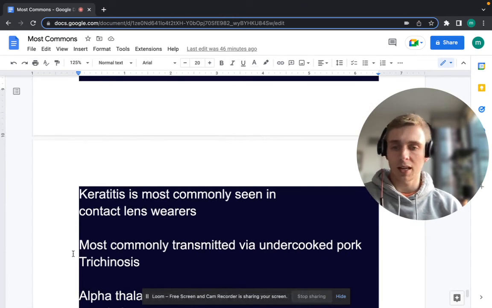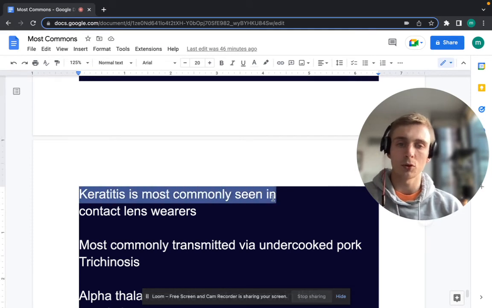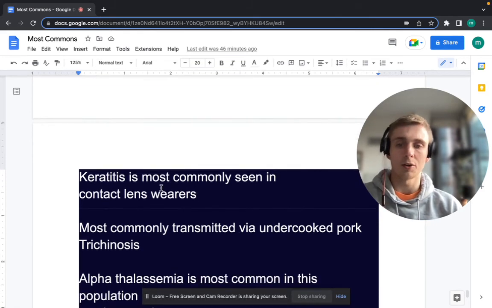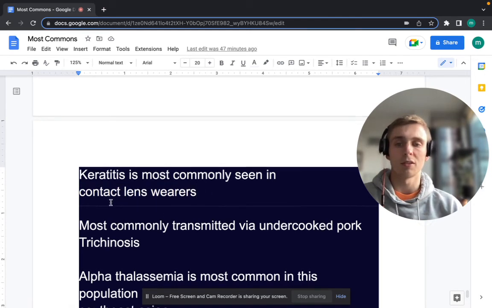How about keratitis is most commonly seen in what patient population? Contact lens wearers. So contact lens wearers is where you most commonly see keratitis. And what bacterial infection are contact lens wearers most commonly associated with? It's going to be Pseudomonas aeruginosa infection.